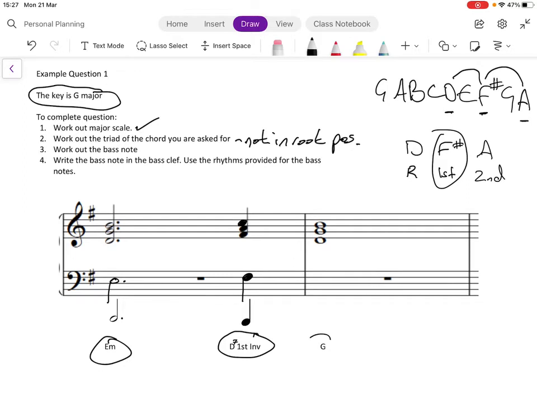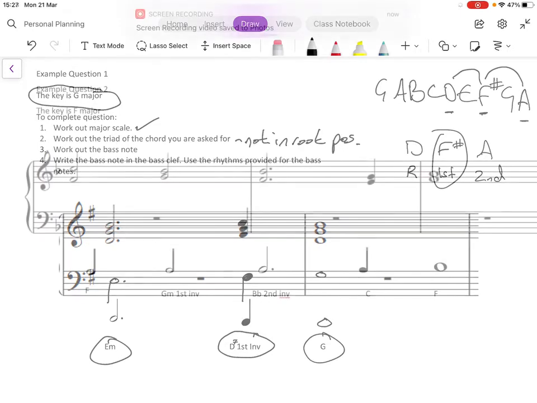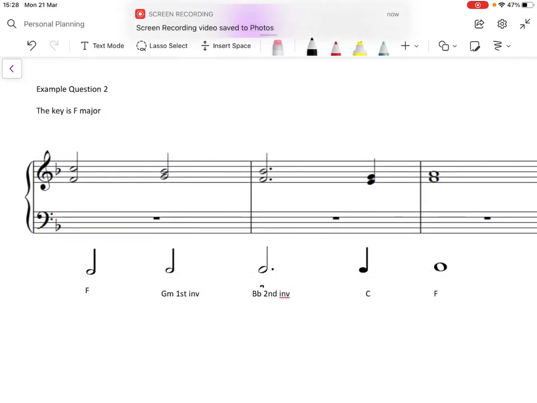And lastly, we've got G, and that's just in root position, so I know that the bass note's just going to be a G. And let's do this one, and that's going to be, oh sorry, that should be a semibreve. So we'll put that there. Okay, so that's our answer for that one. Let's move on to question 2.